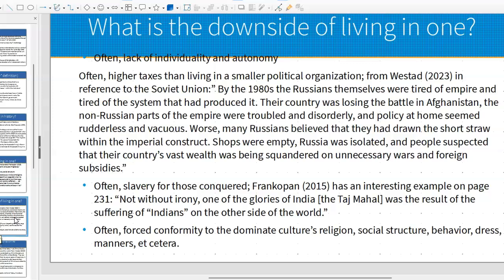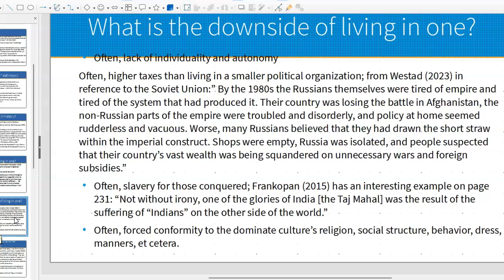Downside, lack of individuality and autonomy. You have to do what the empire wants. You have to conform to certain standards. Often higher taxes. And in this case, Westad from 2023 refers to the Soviet Union. By the 1980s, the Russians themselves were tired of empire and tired of the system that had produced it, and he's talking about the Soviet Union.